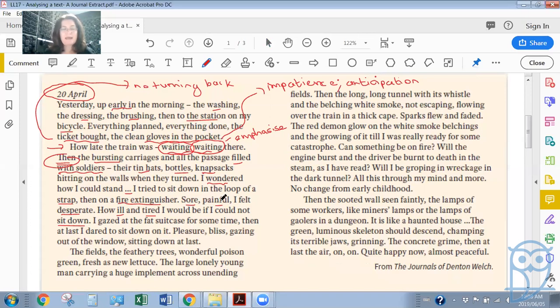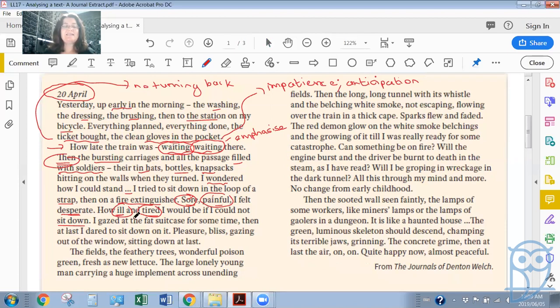So sore and painful, I felt desperate. So do you see the feelings that are coming through? You must focus on what the speaker is saying here. They are sore, they are painful, and he feels desperate. That's interesting, desperate. How ill and tired, that reflects this idea of sore and painful. Can you see how all these words relate to or have connotations of ill health? How ill and tired I would be if I could not sit down. So all he has to be able to do is to be able to sit down.